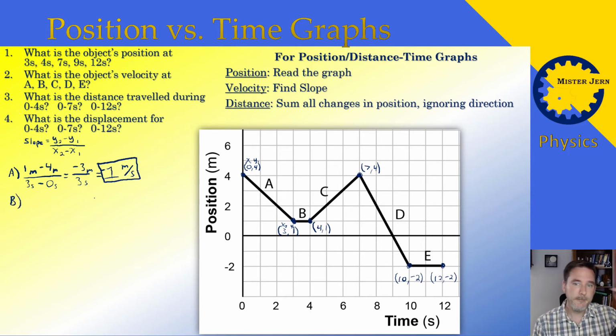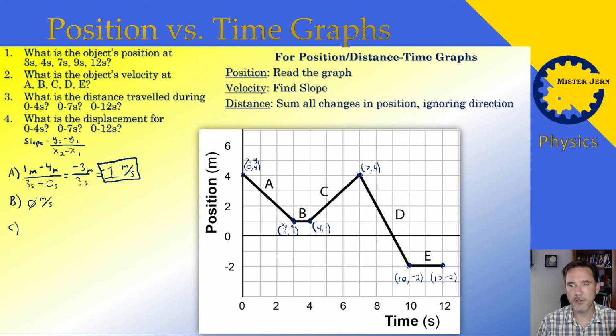For line B, well, you can do the math, but it's a horizontal line, so there's no reason to waste our time calculating the slope of a horizontal line. It's always going to be 0. Letter C, this will probably be the last one I do. Well, maybe we'll see. Letter C.